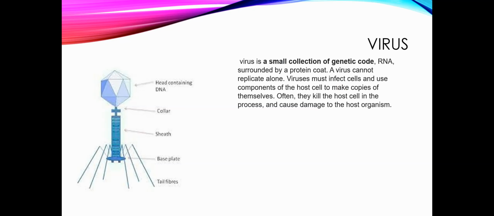A virus cannot replicate on its own. A virus must infect or go inside a host cell to make copies of itself, and often it kills the host cell in the process. They make too many copies, which overflows the cell and it bursts out. So the host cell will die, and this process causes damage to most organisms. It's just like a printer. You keep a paper and it will print so many.